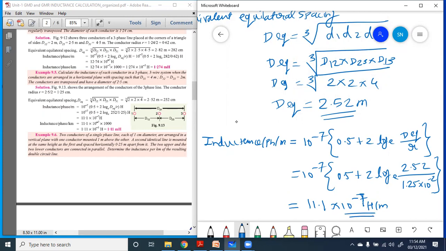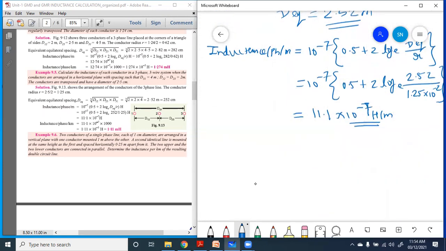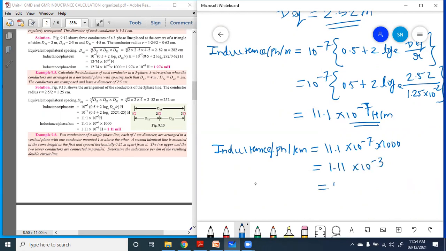But we need the inductance per phase per kilometer. At that time we need to convert the inductance from Henry per meter into per kilometer by multiplying by 1000. 11.1 into 10 raised to the power minus 7 into 1000 becomes 1.11 into 10 raised to the power minus 3. That means 1.11 milli Henry per kilometer.